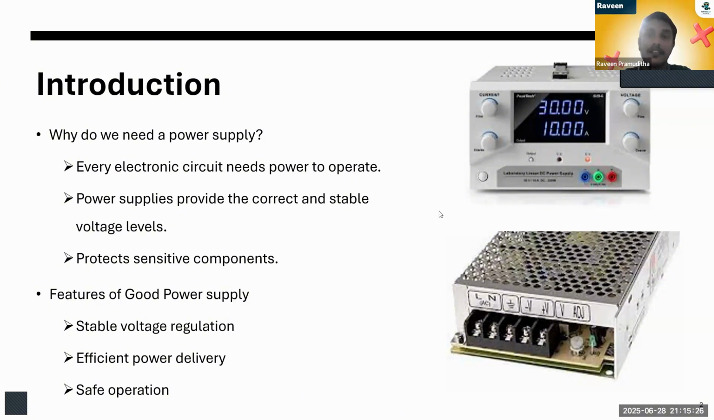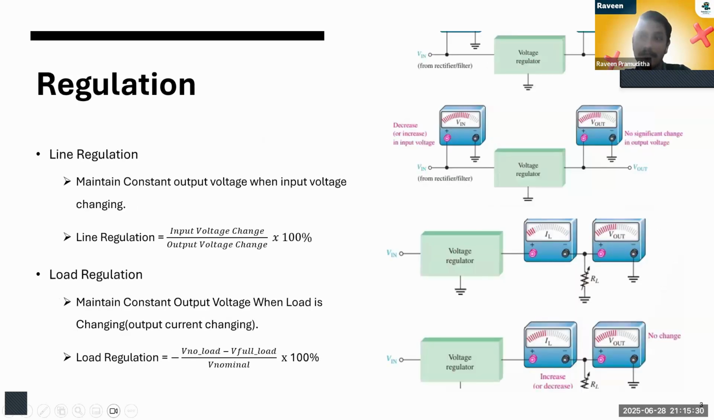Before going into the power supplies, I need to explain two main regulation concepts regarding designing power supplies. The first one is line regulation. Line regulation means we should maintain a constant output voltage when the input voltage is changing.